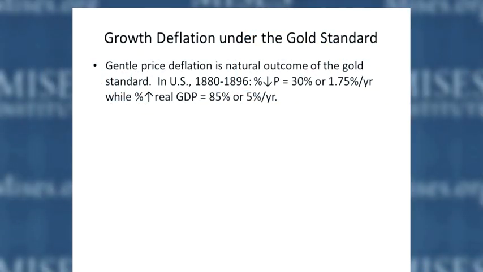So actually I have some figures up here for you. From 1880 to 1896, you had a fall in prices of about 30%. Prices were 30% lower 16 years later. And that meant that prices were falling by about 1.75% per year. But at the same time, real GDP went up by 85% or 5% per year. Extremely rapid growth by today's standards. Even when the U.S. economy was doing well in the 1950s and 60s and into the early 70s, we were growing at no more than 3% per year. But to have sustained growth of 5% per year is amazing.